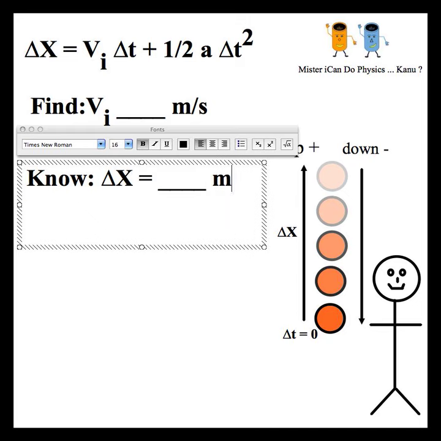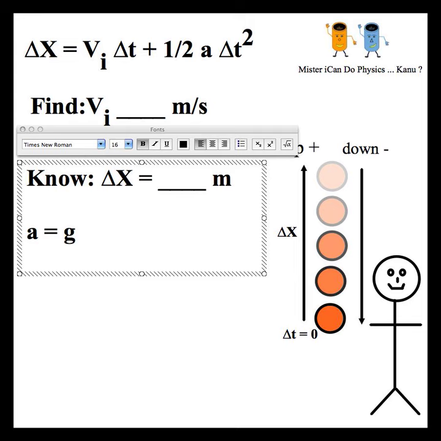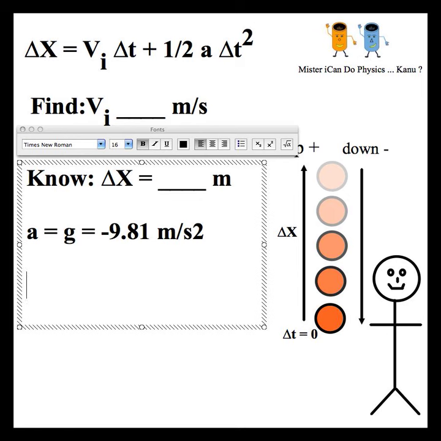and we know our acceleration, which is equal again to g, which is equal to negative 9.81 meters per second squared, and we know our delta t. So we'll go delta t equals some value in seconds.